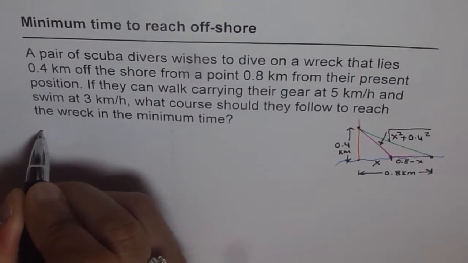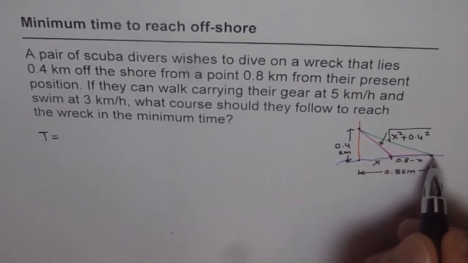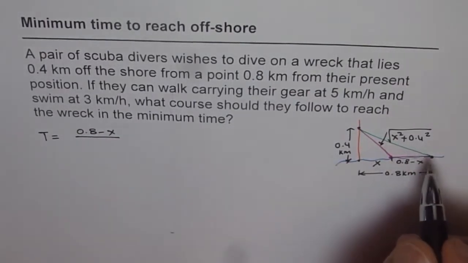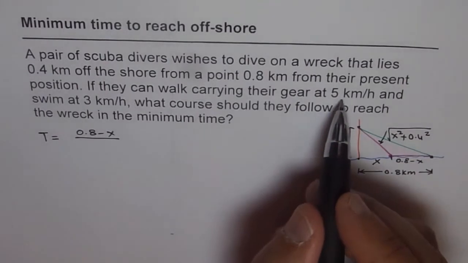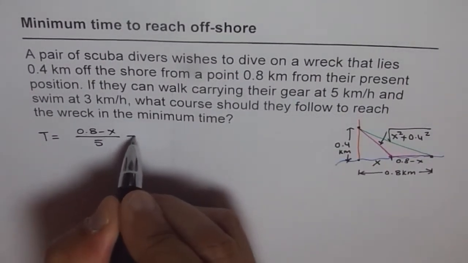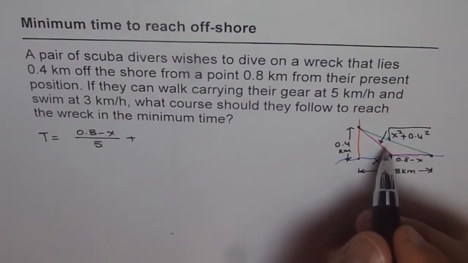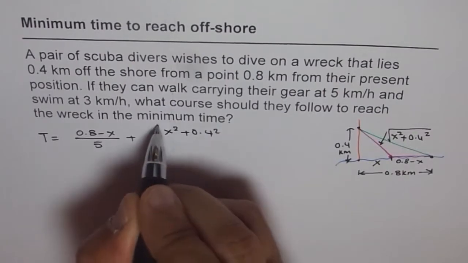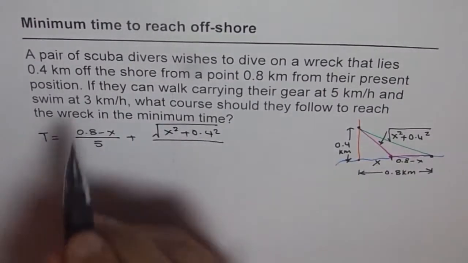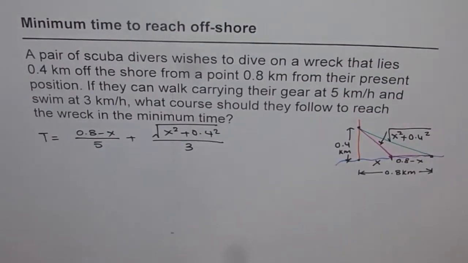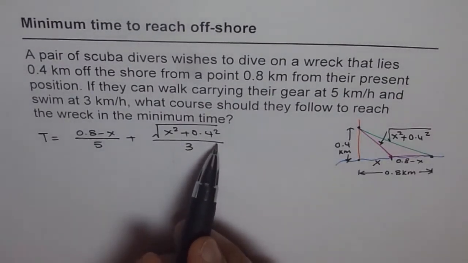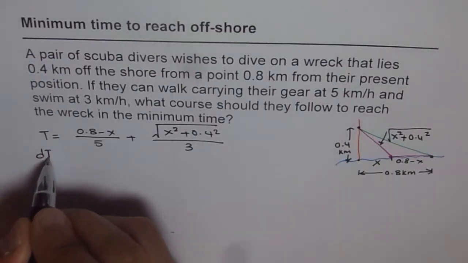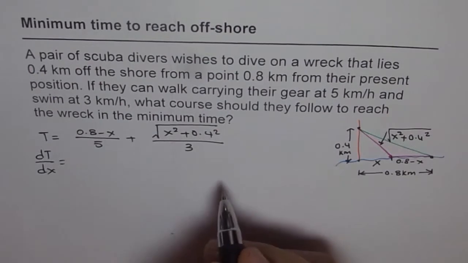So we say time t is equal to the walking distance, which is 0.8 minus x, over speed, 5 kilometers an hour, so I'll divide this by 5, plus swimming time. So the distance for swimming is the square root of x squared plus 0.4 squared divided by the speed they can swim, which is 3. So that gives you time as a function of distance. This is the most important thing. Once we have this, we can find dt over dx and then equate it to 0 to find our minimum, right?